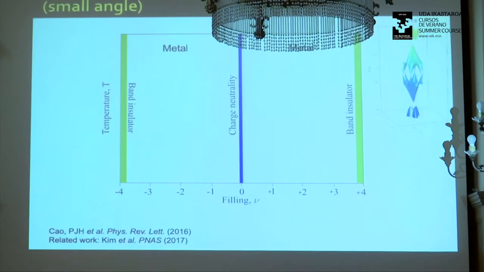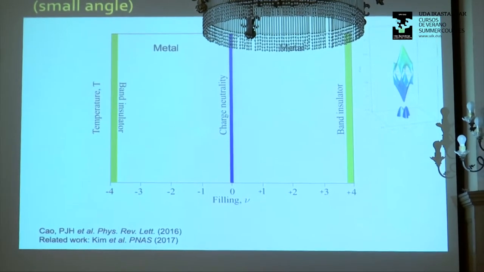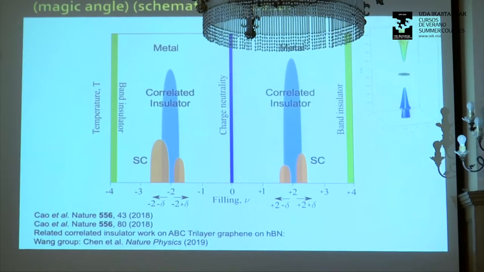Now, what happens if you go to a small twist angle, but not yet magic? Remember, we now have this energy reconstruction of the bands, these superlattice bands. You get a set of flattish bands separated by gaps from the more dispersive bands, sometimes called remote bands. You still have a charge neutrality point, which exhibits Dirac behavior because of the graphene Dirac cones there. But now at 4 electrons or 4 holes per moiré unit cell, you develop a band insulator, because you have these single-particle gaps, as I mentioned yesterday. This is something that we observed already a number of years ago, and it has been observed by many other groups since then also. Band insulator behavior.